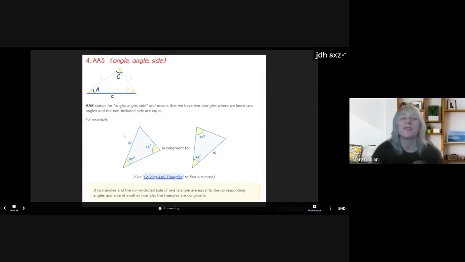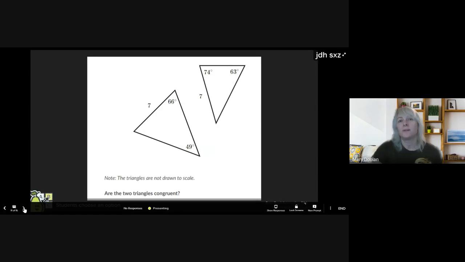Let's come back here real quick. Okay, so the 4th one, angle, side, is basically just that, angle, side. 76 degrees, 42 degrees, 15, or 76 degrees, 42 degrees, 15. That's enough information to tell us that those 2 triangles are congruent. Are these 2 triangles congruent?